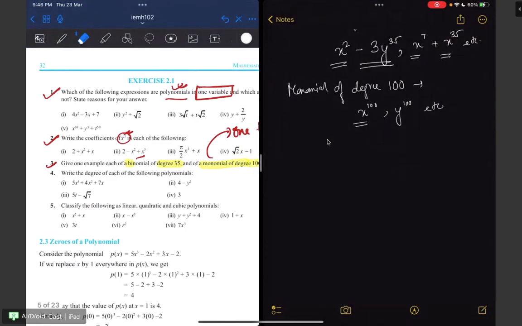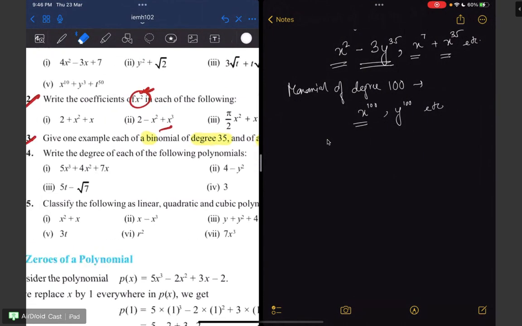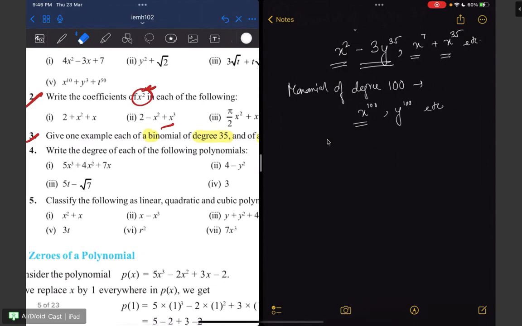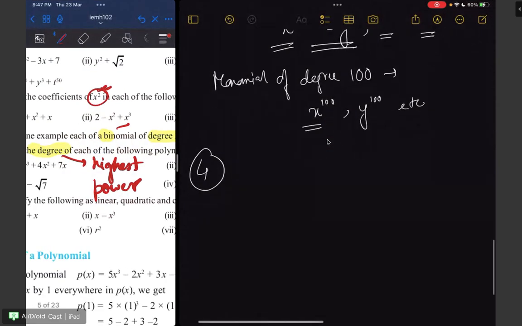Let's go to question number 4. Question number 4 asks us to write the degree of each of the following polynomials. Now what do we mean by degree? Degree means the highest power of a variable. Alright. So with that concept, let us quickly write the degree of these polynomials.